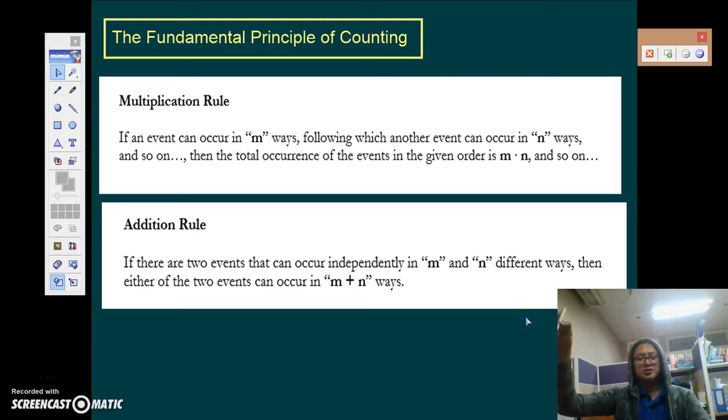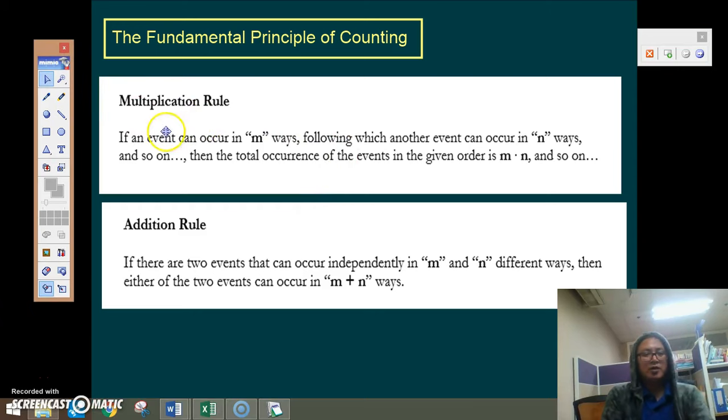Good day, seniors. This video lesson is about the fundamental principle of counting. We have here the multiplication rule and the addition rule, two basic counting techniques.